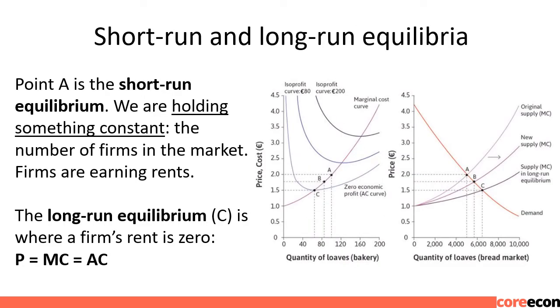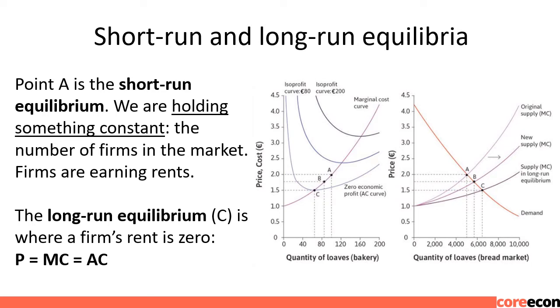Short run and long run equilibria. So let us think about the difference between the short run equilibrium and the long run equilibrium. Point A is the short run equilibrium. We are holding something constant, the number of firms in the market. Firms are earning rents because at point A we are above the zero economic profit curve. At point A on the graph on the right, we see equilibrium price is €2 and equilibrium quantity is 4,800 loaves of bread. However, since existing firms are making an economic profit, new firms will enter the industry.